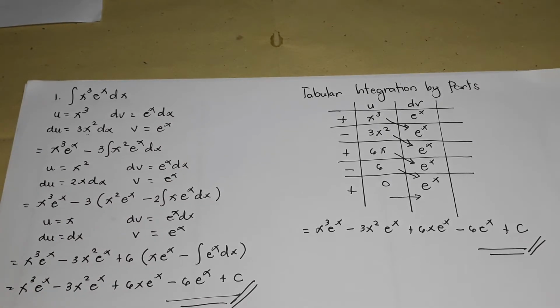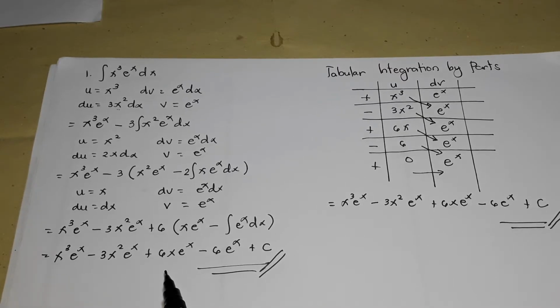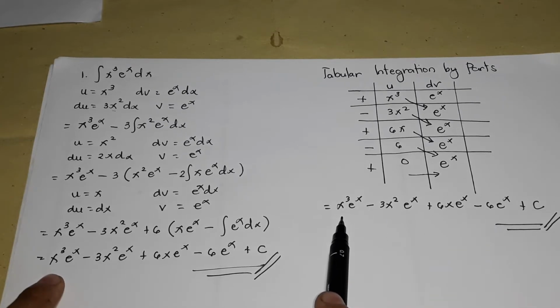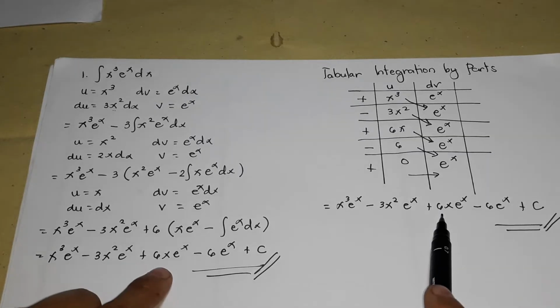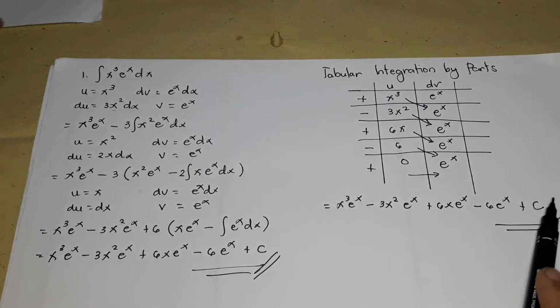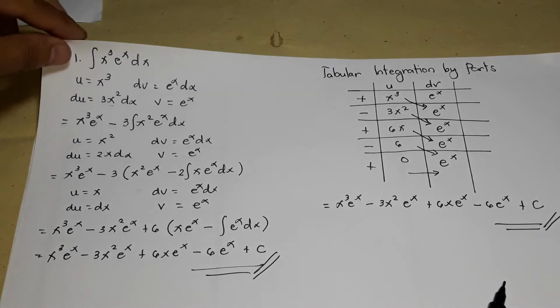So if we want to compare our answers, this is done by using the long method, and this is done by using the tabular integration by parts formula. So we have x cubed e to the x minus 3x squared e to the x plus 6x e to the x minus 6 e to the x plus c. And we already see that the answers are similar. Okay, let's have some more.